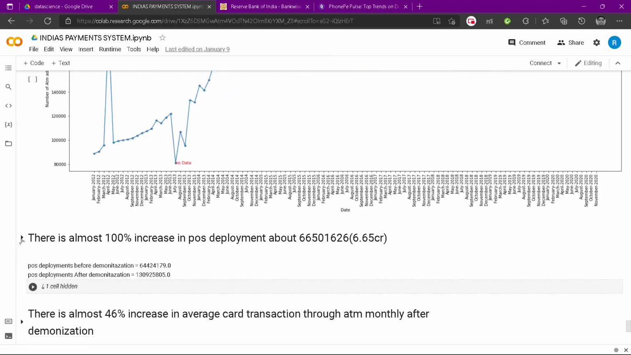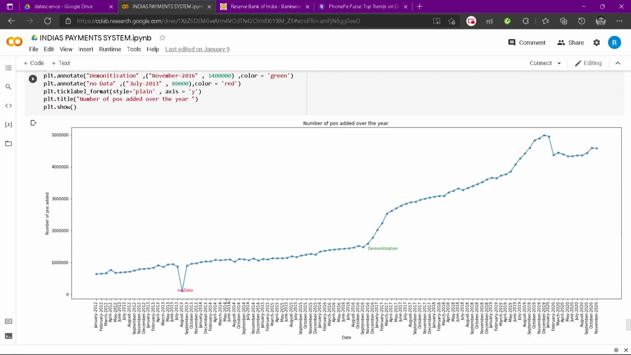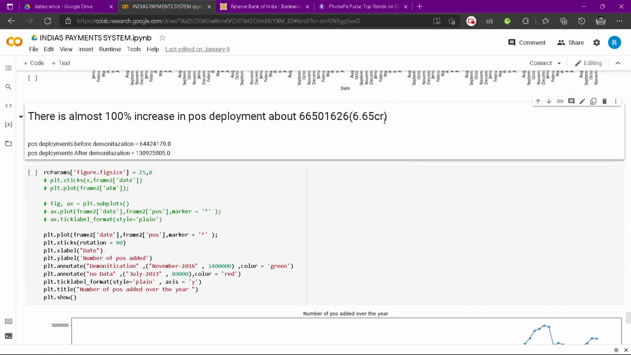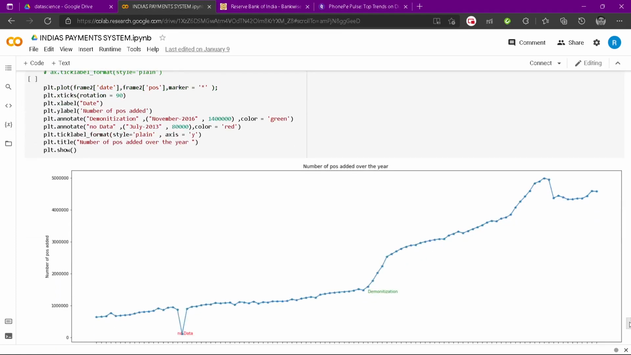If we come to the POS deployment, the same happened in 2013: there is a data loss. If we look at the demonetization phase, there is a significant increase. The increase has been noted at 6.65, which means it has almost doubled. In actuality, there is a 100% increase, which means the number of POS machines deployed after demonetization is twice as many.